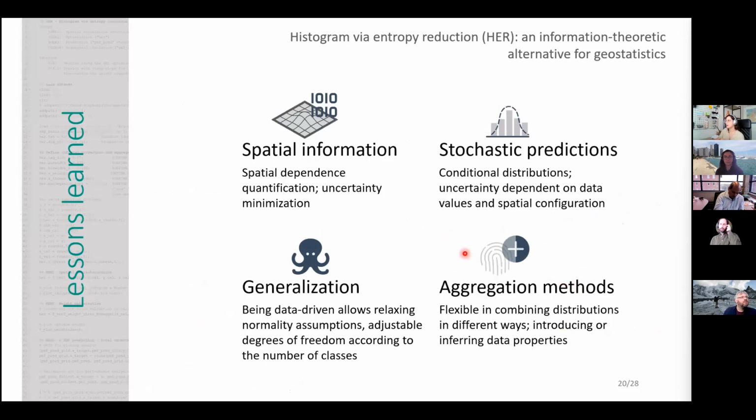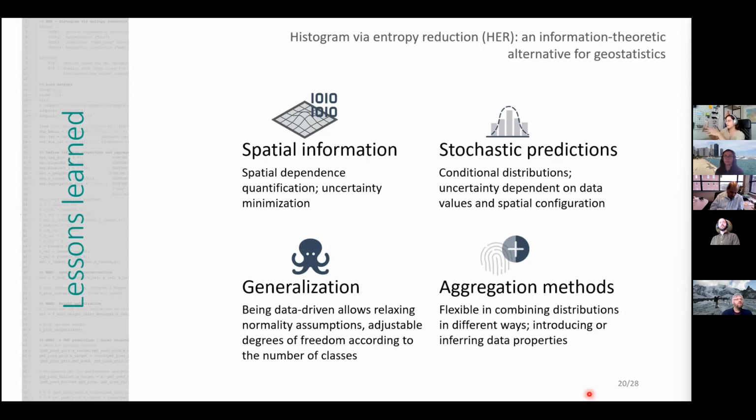But in summary here, we were able to use information theory to extract spatial information and to minimize uncertainty. By construction, HER predicts conditional distributions, which depend on both the spatial configuration of the data and its values. And being data-driven brought more generality to spatial interpolation by relaxing normality assumptions and by allowing us to define the degrees of freedom of our model according to the number of distance classes we define. Additionally, the choice of the aggregation method allows us some flexibility in combining distributions in different ways.